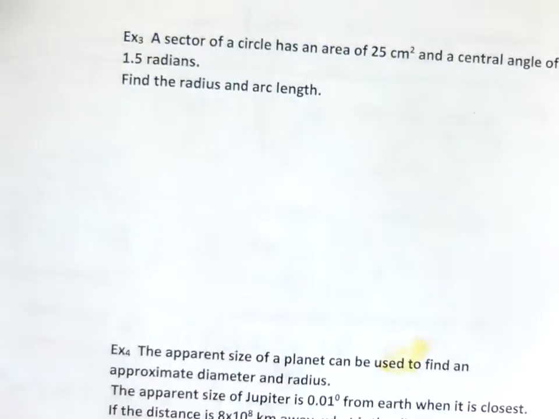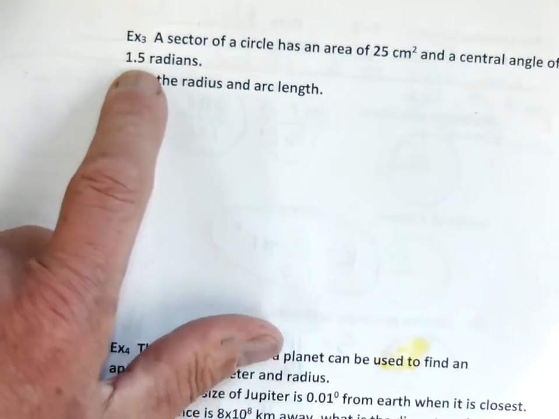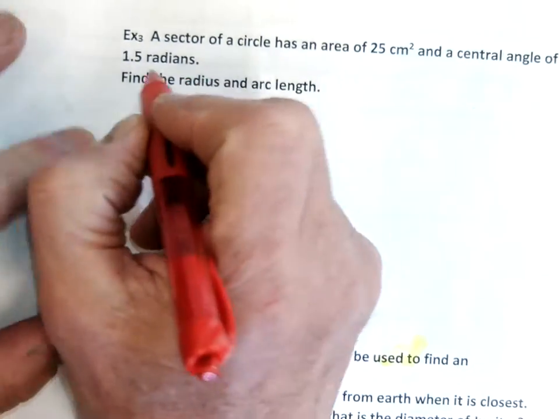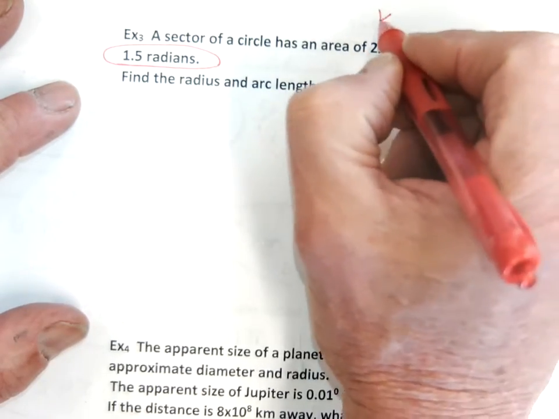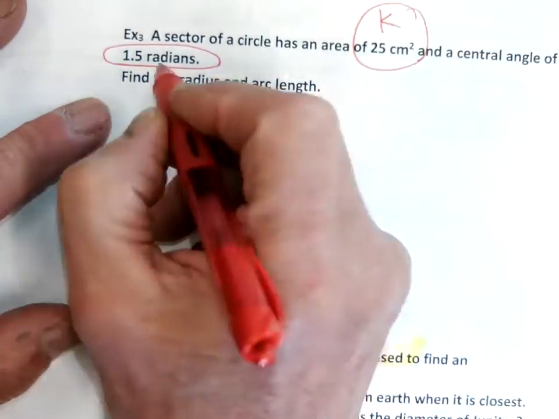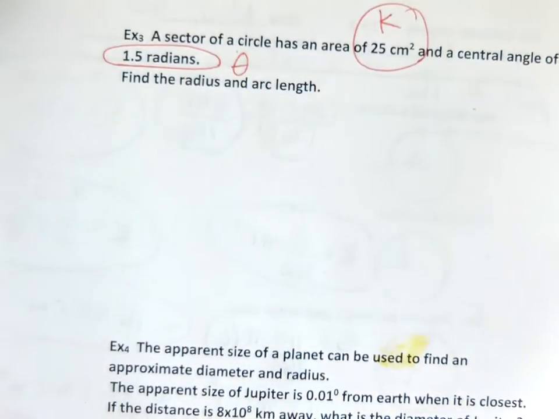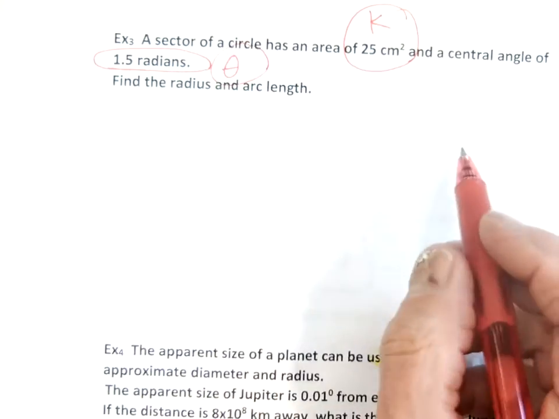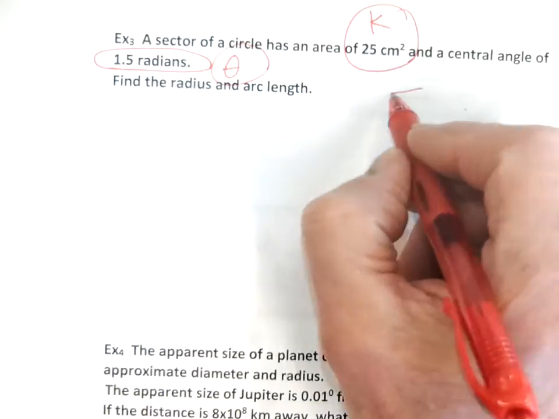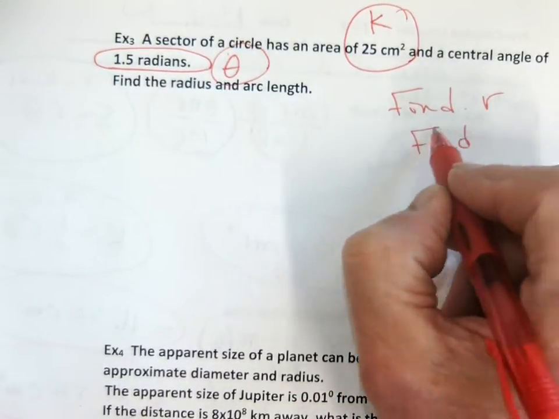Example 3. A sector of a circle has an area of 25 centimeters and a central angle of 1.5 radians. Okay, now we've got something here. We've got radians, and an area, so I've got a K, and a central angle, so I've got a theta. Here's what I know: I've got K and theta, and I want to find R and S.